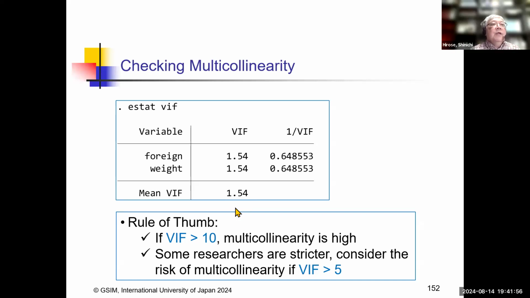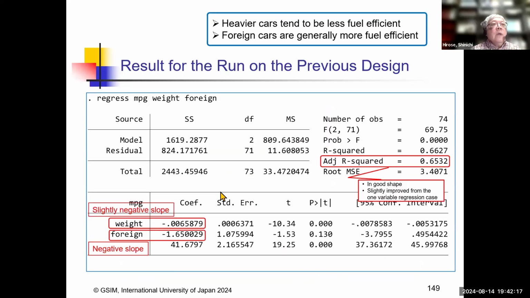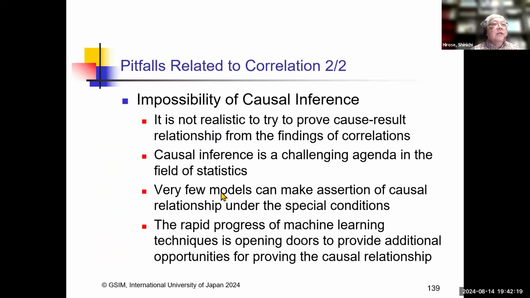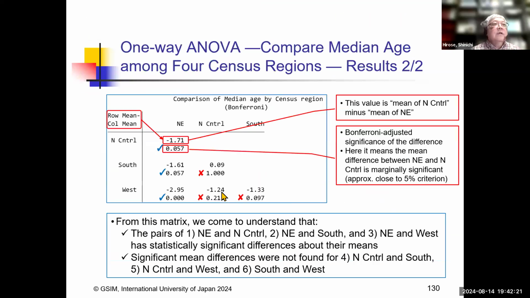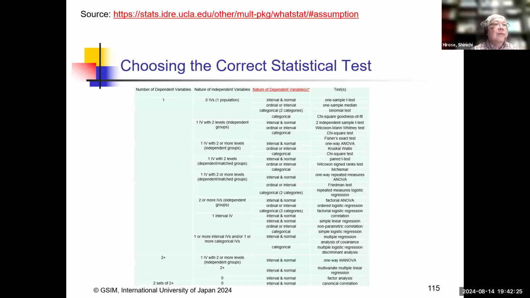And whenever you run the multiple regression, I recommend that you run the VIF check after running the multiple regression. Okay, that's all for today. And I will go back to the discussion of the variable type.